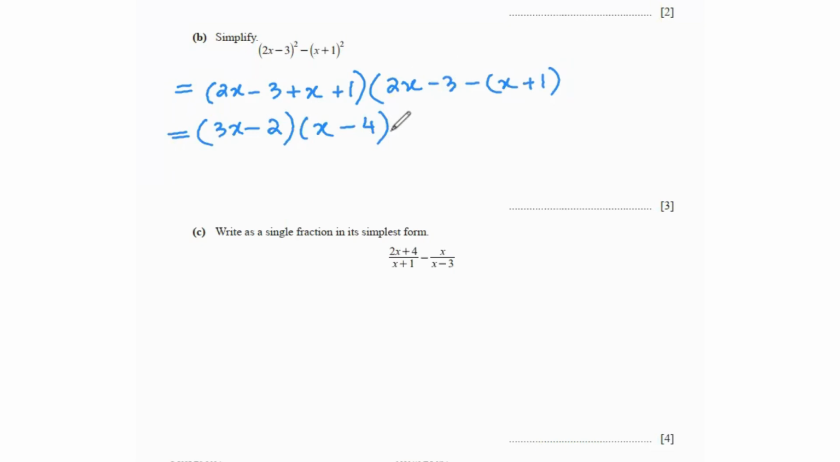If you want, you can expand this. You can even leave it as it is. Either way, your answer is correct. So 3x minus 2 times x minus 4.